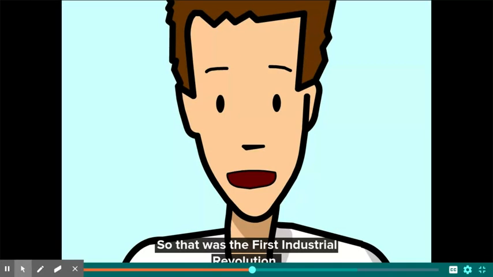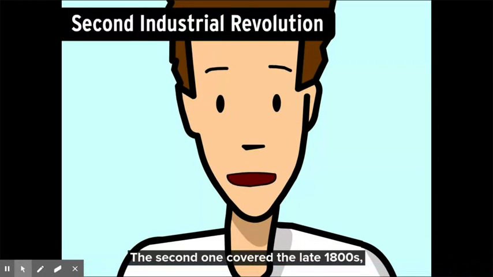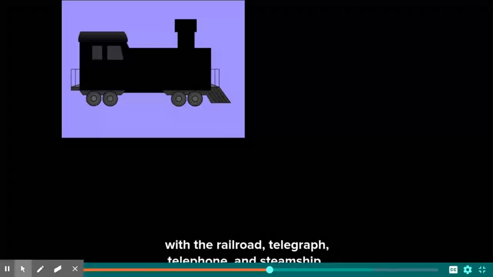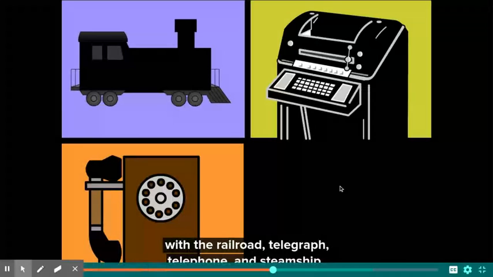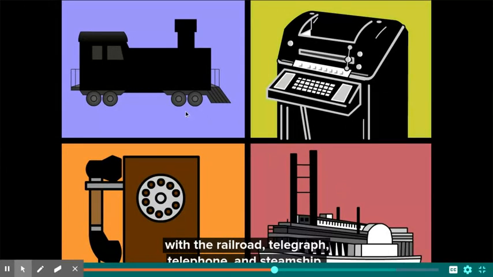Now he's going to get into the second Industrial Revolution. So that was the first Industrial Revolution. The second one covered the late 1800s, and it was led by the United States. For one, there were huge advances in transportation and communication, with the railroad, telegraph, telephone, and steamship. So, clearly understand, in terms of the second industrial revolution, the focus was in the United States.